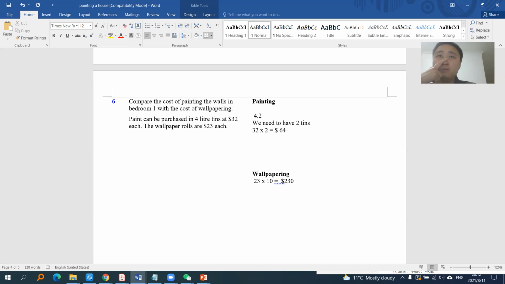Now we got the cost of these two. So we know the cost of paint is cheaper compared to the cost of wallpaper. So that's all the 3 questions.